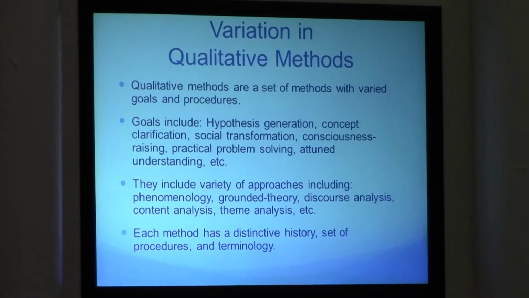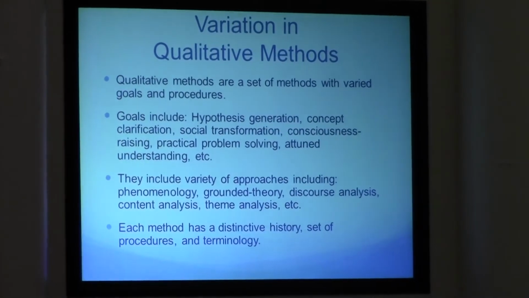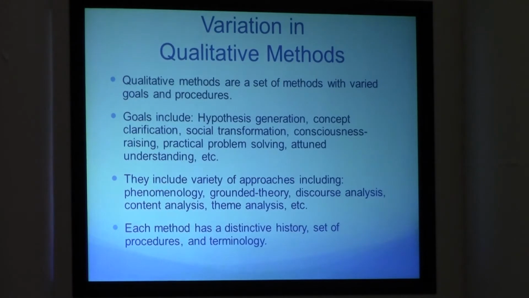When you first start learning about qualitative methods in psychology, you're struck with how much variation there is, how many different types of methods there are. We have phenomenology and grounded theory and discourse analysis, and there are so many different methods and terms within each, and different epistemologies, different ways of thinking, different sets of procedures, different histories, different problems that the methods were designed to confront or deal with. They have different goals, right?